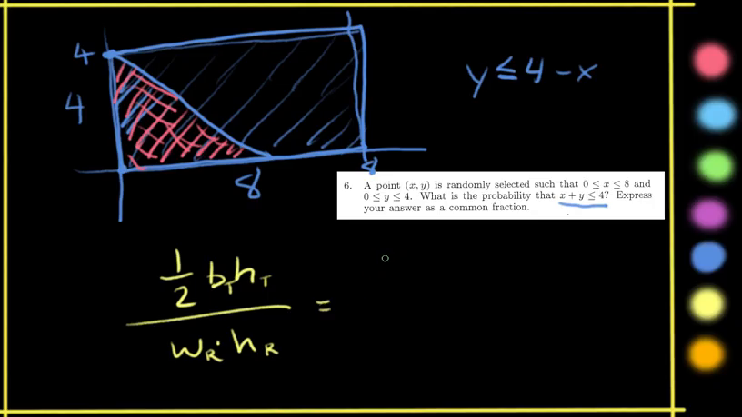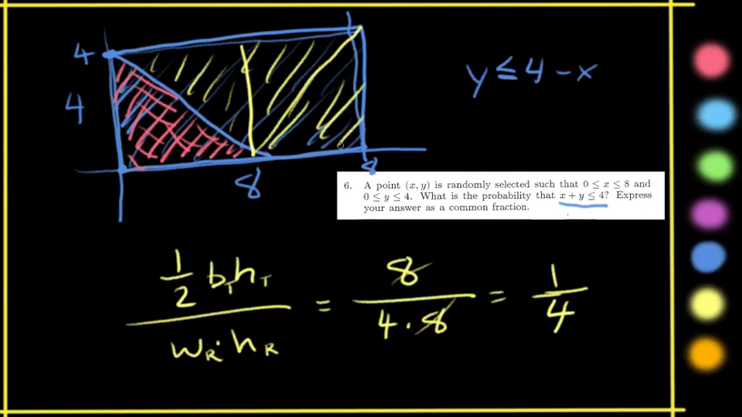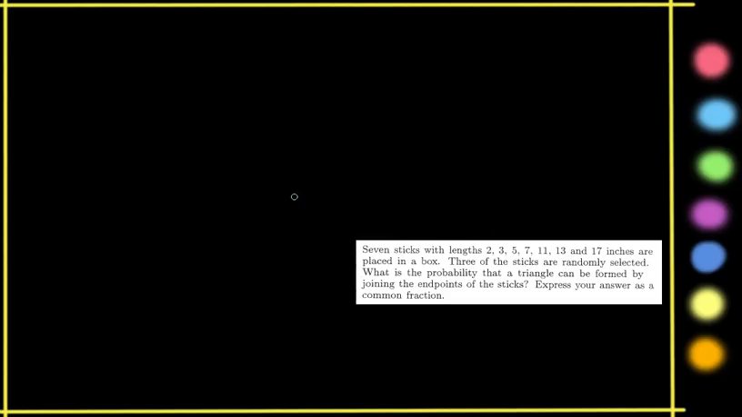So this is going to be 1/2 of 4 times 4 is 8, and 4 times 8 is going to be like this. We can cancel the 8s and we just get 1/4. You can kind of see that the triangle is 1/4 the area by maybe chopping this. It's equal to this triangle and this triangle and this triangle, so it's 1/4 of the area. That's our answer there.